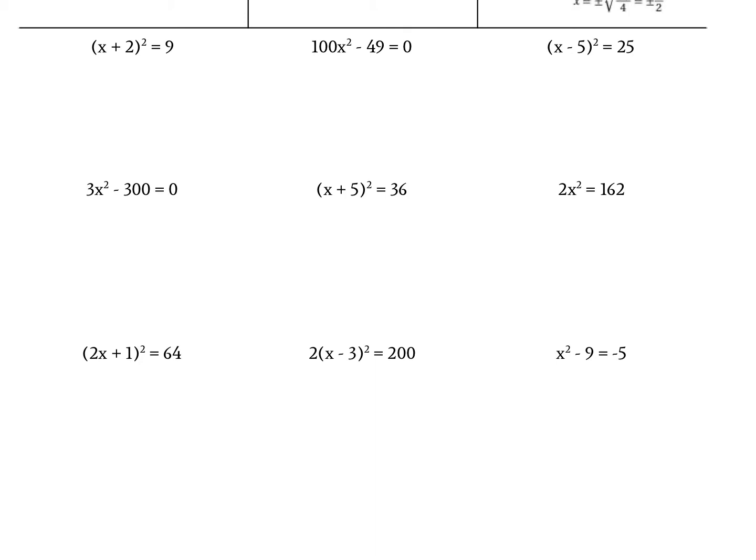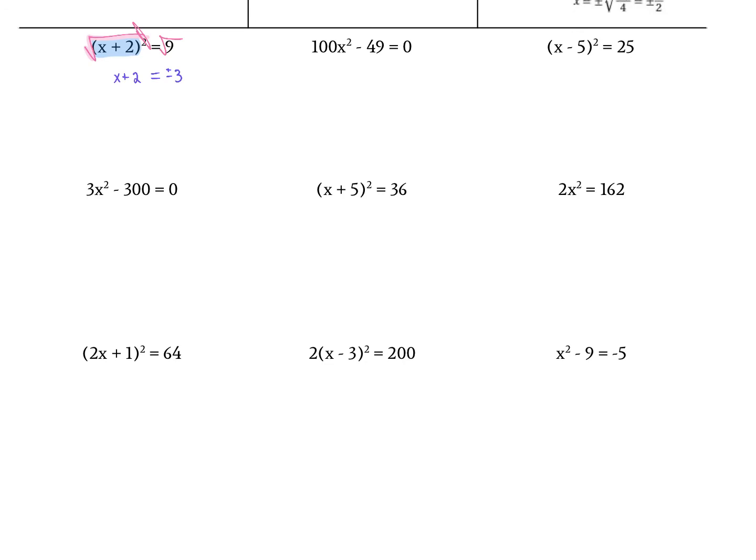First we have x plus 2 quantity squared equals 9. In this one, this entire x plus 2 is in parentheses. That means all of that is being squared. Since everything on the left side is being squared, I can take the square root right away to get rid of it. So the square root of the left side and the square root of the right side cancel, leaving us just x plus 2 equals, and the square root of 9 could be positive or negative 3.